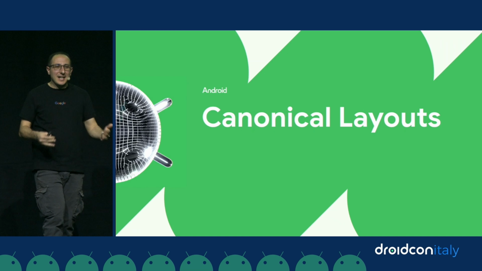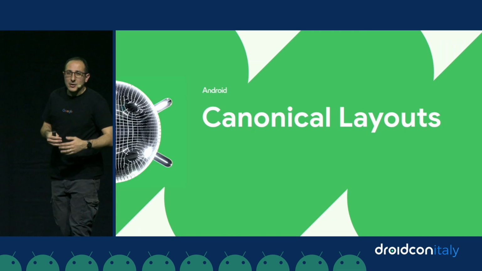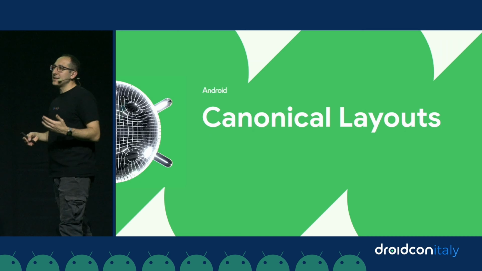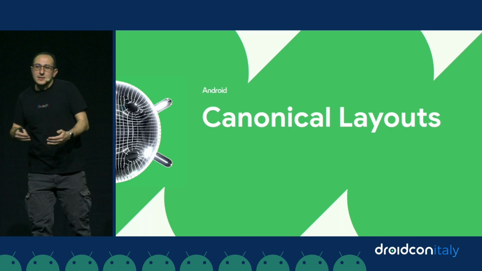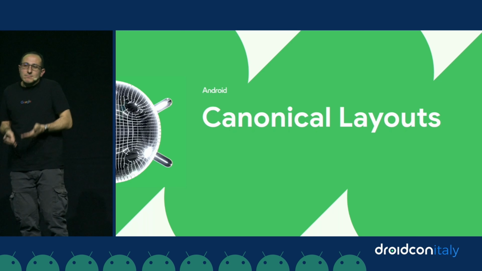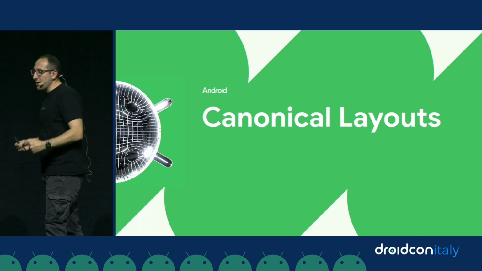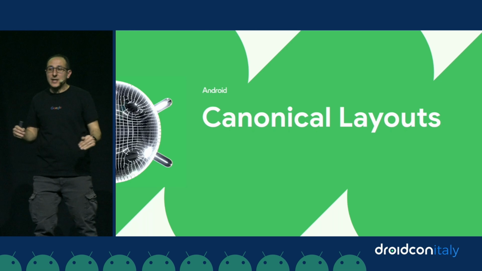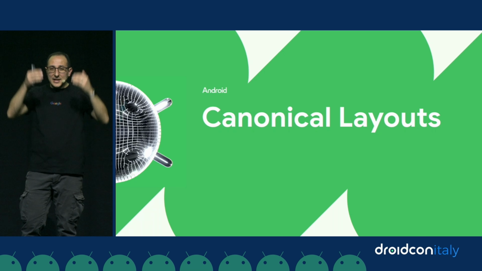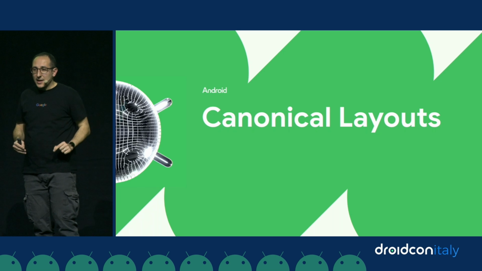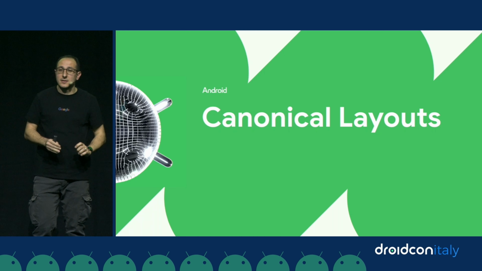Okay, so let's talk briefly about canonical layouts. You can think about canonical layouts more or less like design patterns for UI interactions. They are well-known solutions for common problems. For instance, one canonical layout that I'm 100% sure that you are all familiar with is the list detail, which is a list of items, you click on one, and the details related to that specific item open.